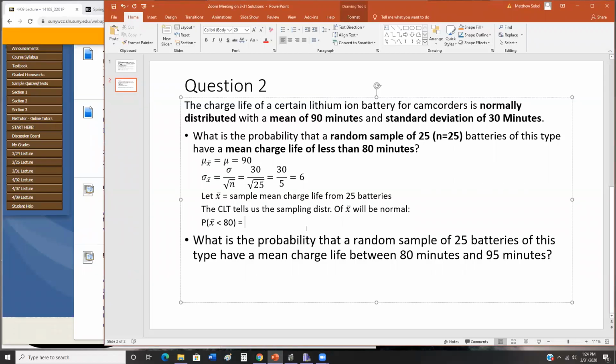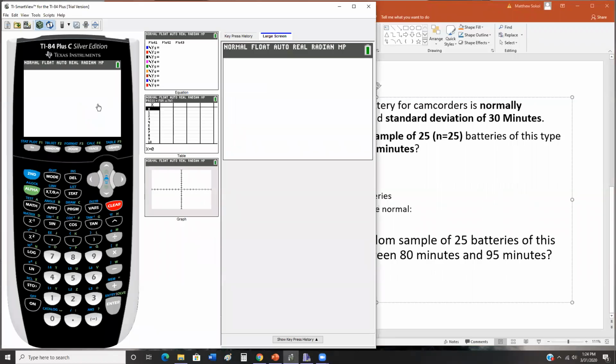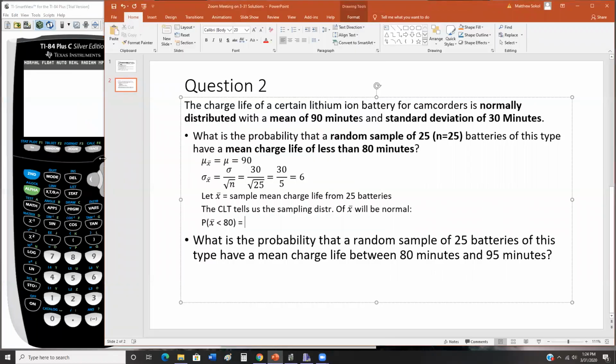Okay, so the problem goes now, it says, what is the probability that the mean charge life is less than 80 minutes? So I want to find the probability now that X bar is less than 80. So for these problems, you are still going to use your graphing calculator, okay? So load up this graphing calculator again or have it handy with you. So I want to find the probability that the average is less than 80.